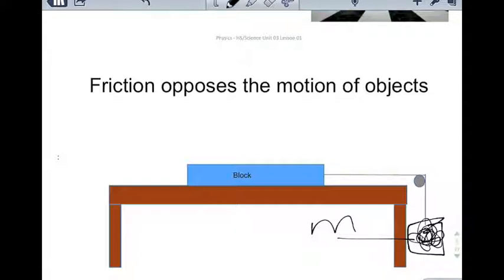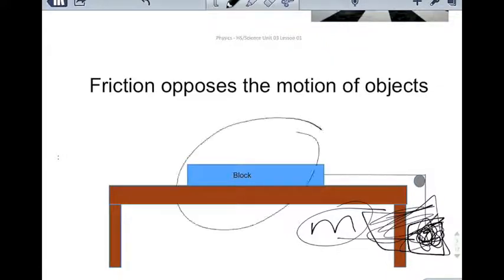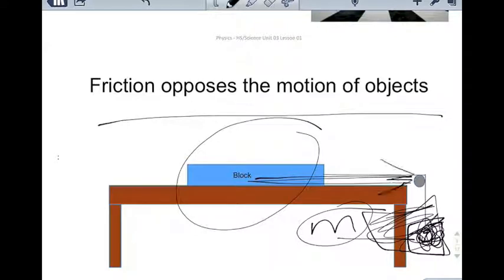It depended on the surfaces that were here, but it also depended on the amount of mass that was there. It turns out if we made this mass bigger and bigger, this made this block more likely to move. So we know that friction opposes the motion of an object, but friction can be overcome and made to move in a particular direction.